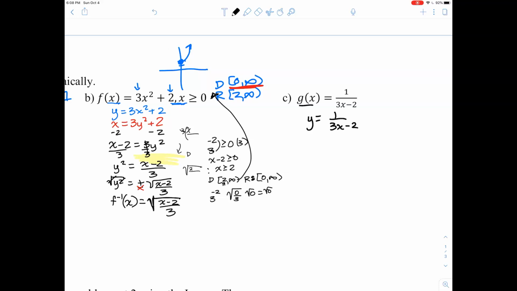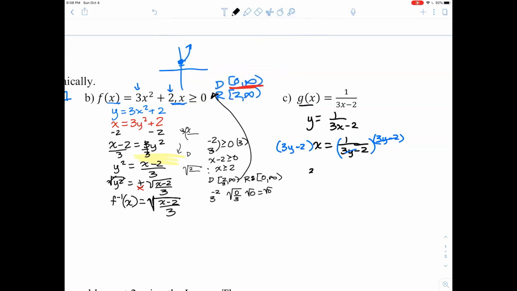And then we're going to switch the x and the y. So that'll be x equals 1 over 3y minus 2. And then we're going to solve for y. But the problem is y is in the denominator, so we're going to have to clear the fraction. We're going to multiply both sides times 3y minus 2 so that we can cancel.